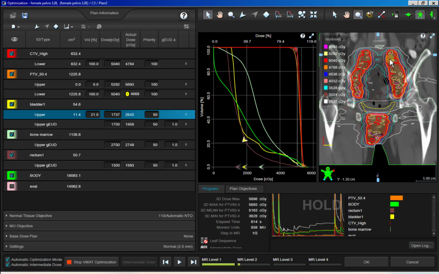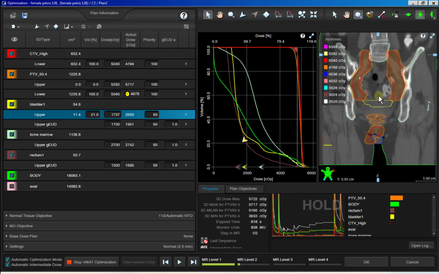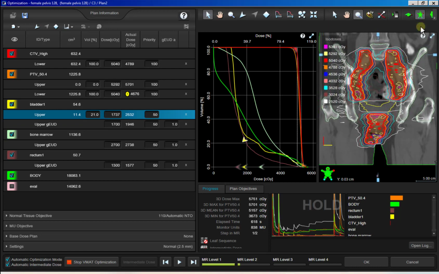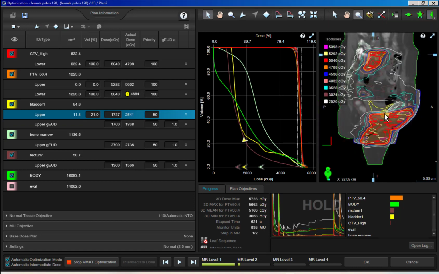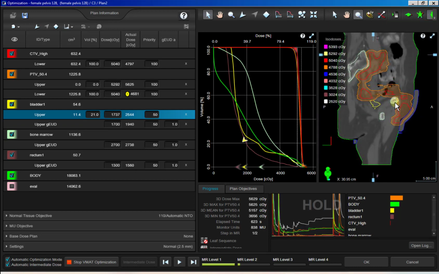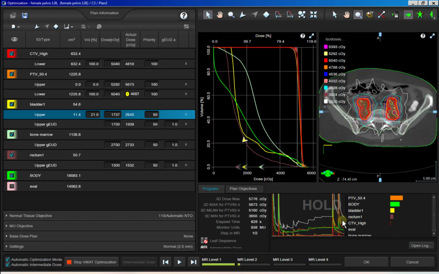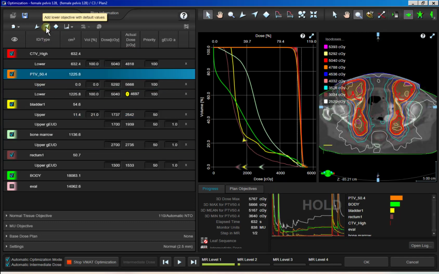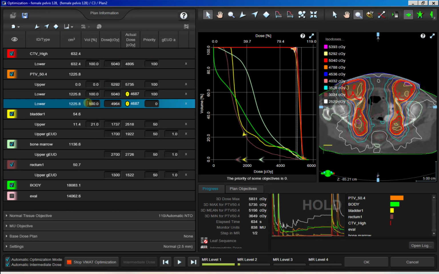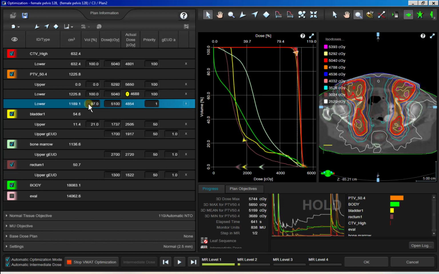Always a good idea to look at all 3 views. Sometimes you'll notice something in a different view. All right, once it starts to kind of level out, I always do 2 things. So I'm going to add an extra lower on my targets, 97, 98%, and then slightly over prescription. Priority of 120.